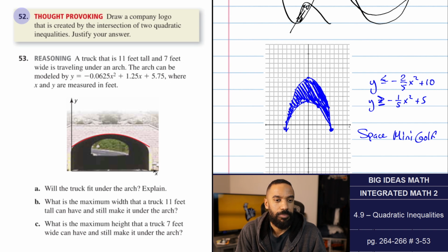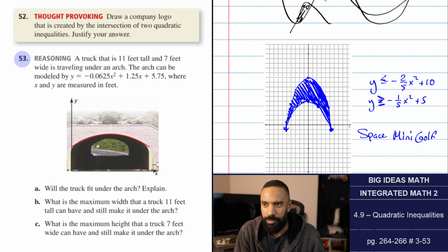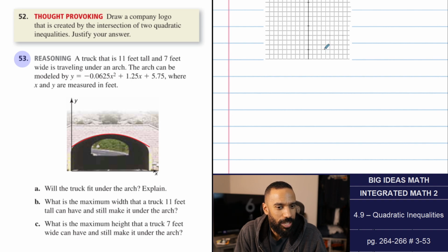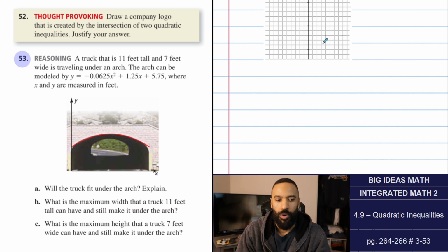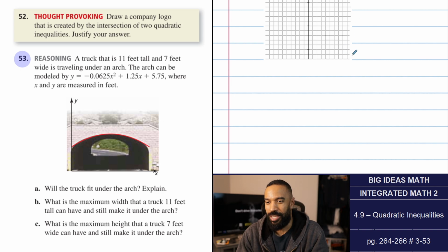Number 53, last question. A truck that is 11 feet tall and 7 feet wide. What? Oh, I guess it's not pickup, but I get it. Is traveling under an arch. The arch can be modeled by that where x and y are measured in feet. Oh, wide. I was thinking like long. Will the truck fit under the arch? I hope so. Oh, these are weird questions at the end, I think.